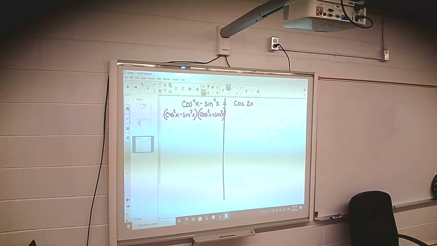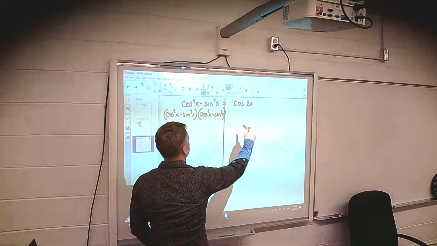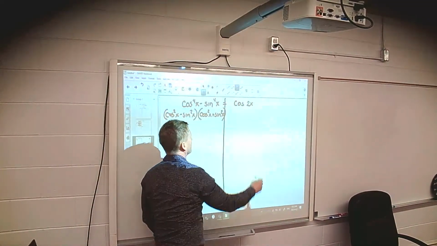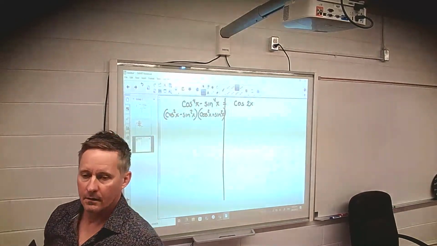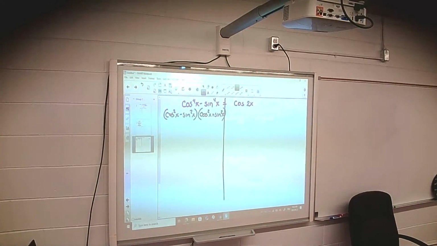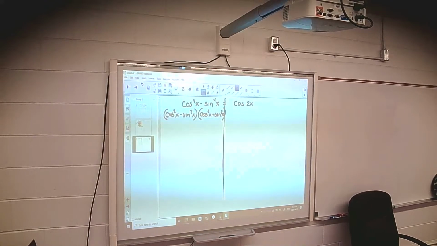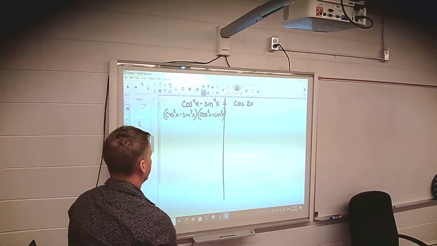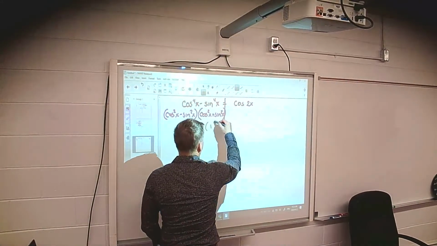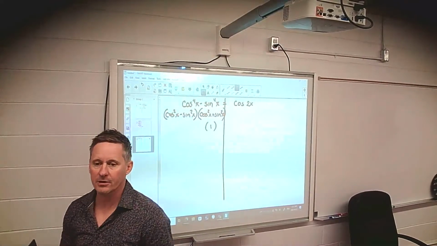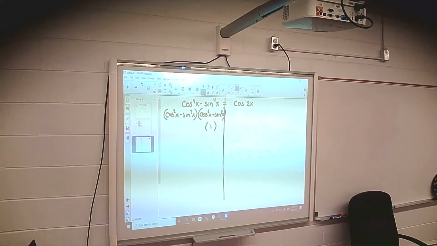All right. Now what do you see? The cos squared x plus sine squared x is the Pythagorean identity. Say that again. The cos squared x and sine squared x is the Pythagorean. And what does it equal? 1. That's right. This is 1. That's the first thing that you have to recognize. That's great.